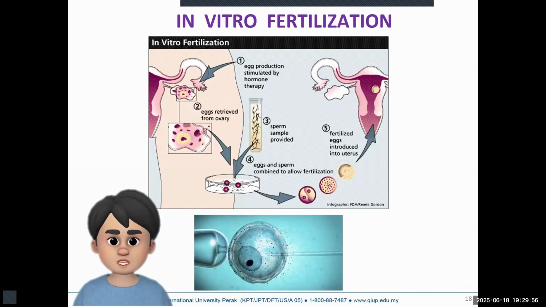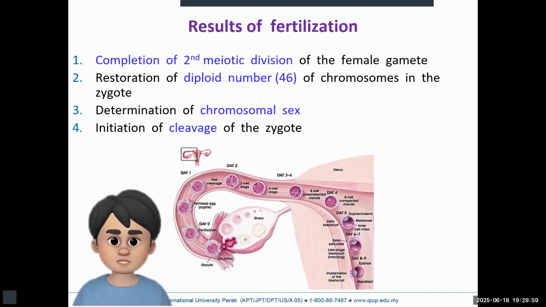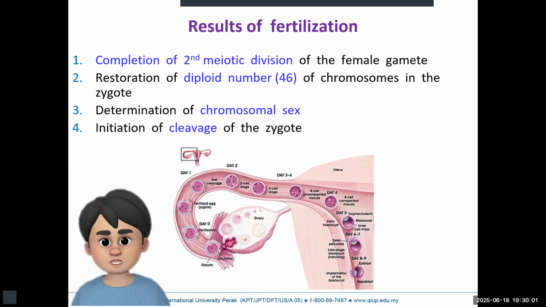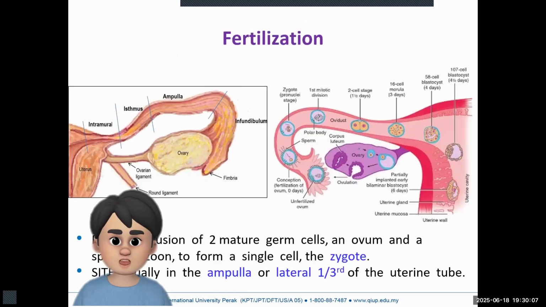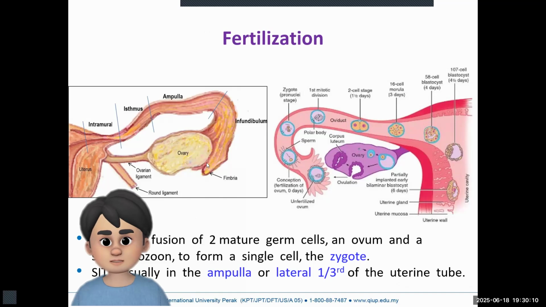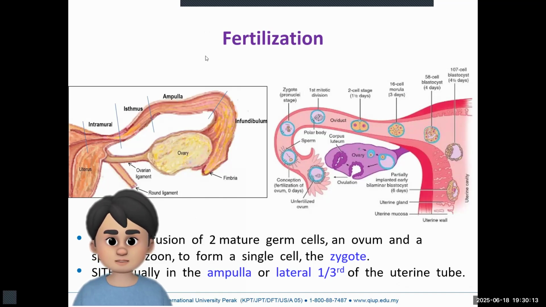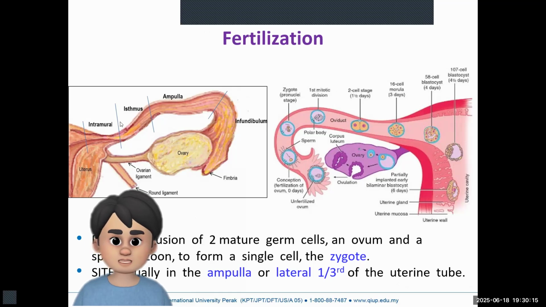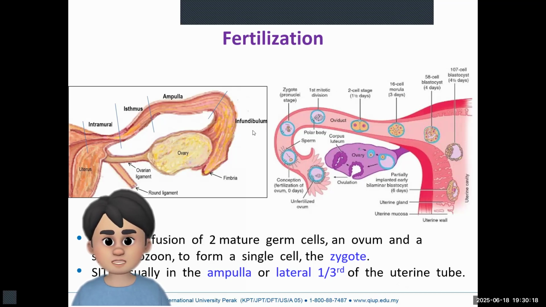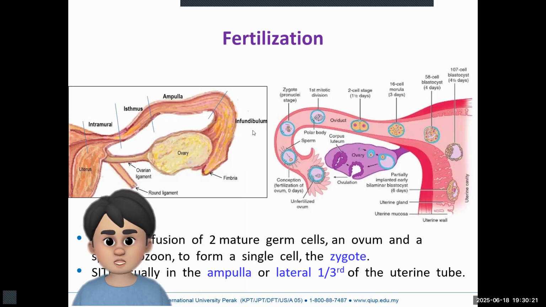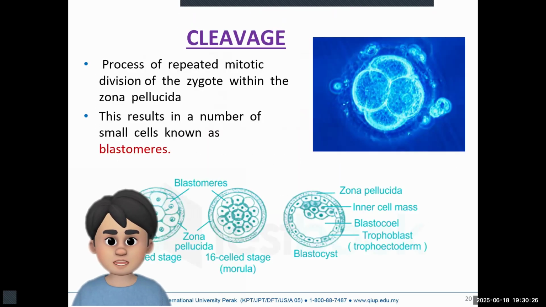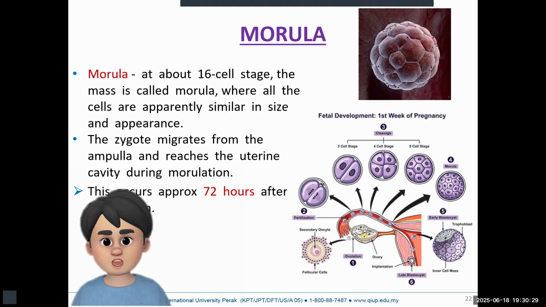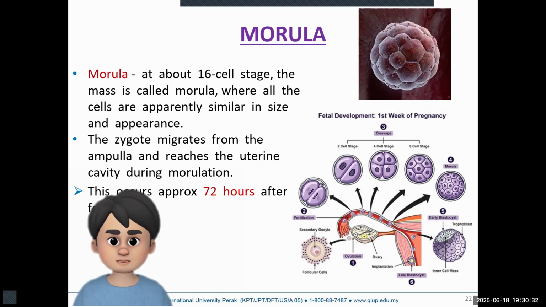Ampulla. So if you go back, you can find the ampulla. You can research and find out about the ampulla. I don't know whether I can find it here. Ampulla, isthmus, and intramural, right? Those things you have to know, and the infundibulum. Those terms you have to say repeatedly, then you remember. So now here, morula. This occurs approximately 72 hours after fertilization.